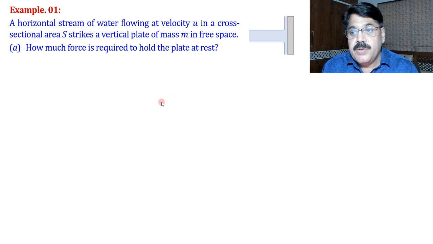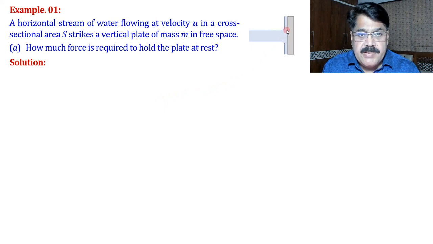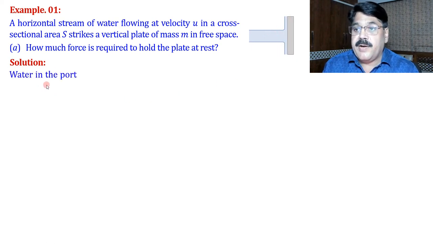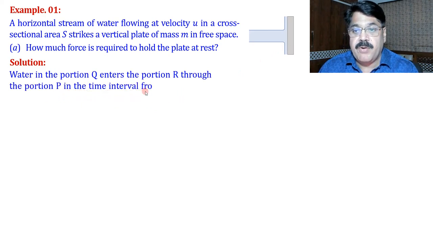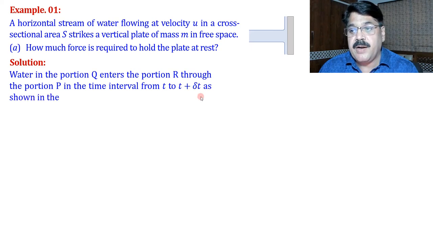So what we do, the simple idea is, we can select a portion here, this one, and a portion here which will enter this portion in time delta t. The same portion will enter here, and at the end of delta t will come out here. So let us see here. Water in the portion Q enters the portion R through portion P in the time interval from t to t plus delta t, as shown in the figure. So what are Q, P and R?